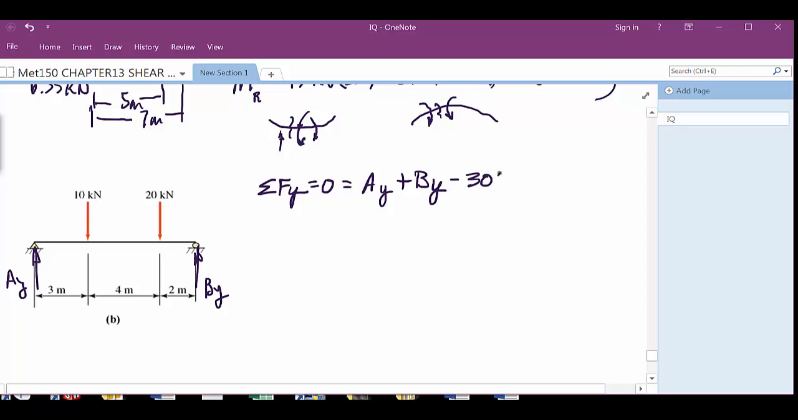at this point. I think we can do that. You don't have to list them all. Okay, but you do have 30 kilonewtons going down, right?